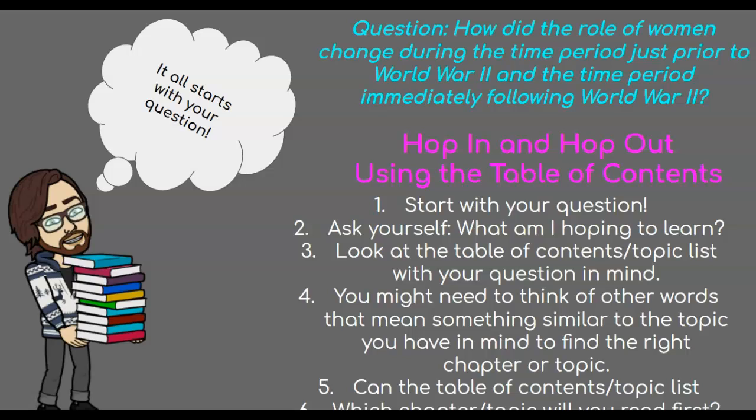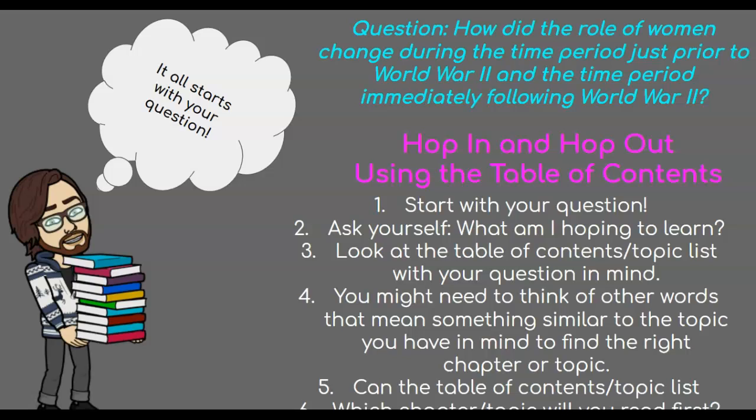Because if you look at the chapter and what it's labeled, it might not just say the role of women during World War II, okay? It might not even use the word role. It might not use the word World War II, okay? It might not even use the word women. It might say how others contributed to World War II.